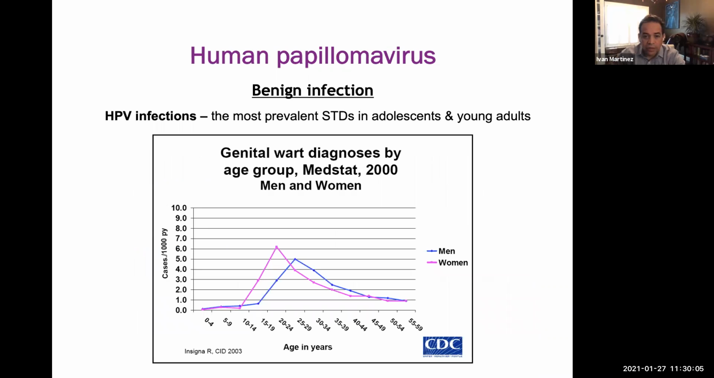Now, genital warts diagnosed by age group, in men and women, you can see there the most prevalent STD in adults and in young adults is HPV.